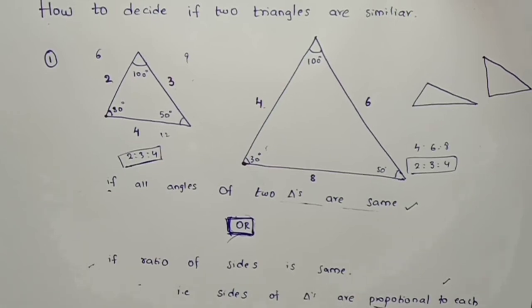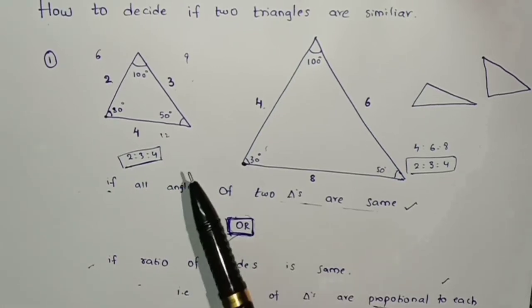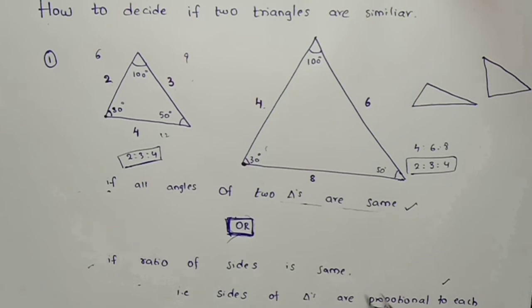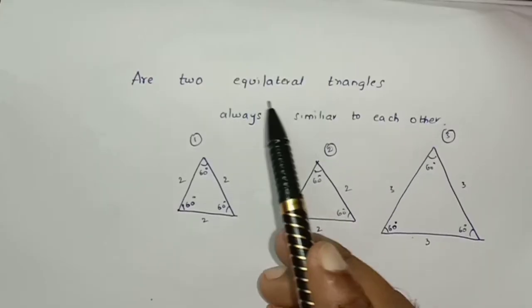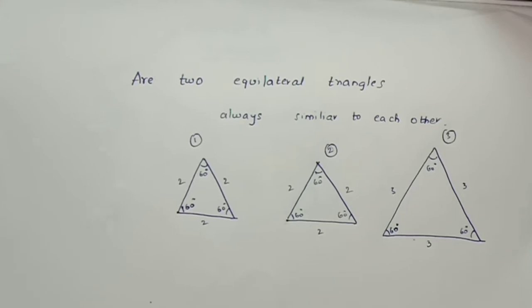That means if two triangles have the same angles, then the ratio of the sides of those triangles will automatically be equal, and those two triangles will be similar to each other. Are two equilateral triangles always similar to each other? Well, what is the condition for two triangles to be similar to each other? Angles inside the triangle should be the same.